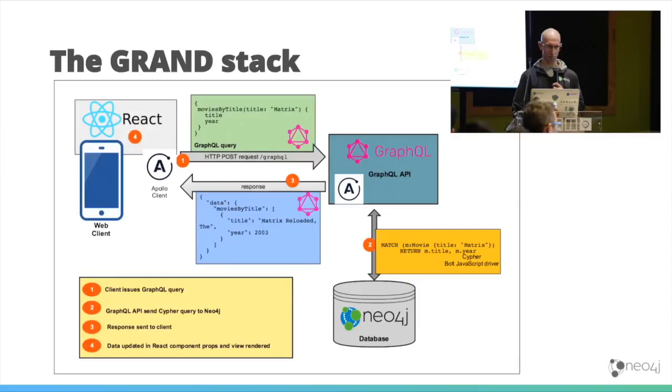If we start at number 1, we're going to have our Apollo client. It's going to send a GraphQL query to a GraphQL server. That GraphQL server is then going to convert that into a Cypher query. We'll go into Cypher in a bit more detail. So that's step 2 down here. The response will then come back, and it will be bound by the Apollo client back to our React front end. That's the workflow of what's going to happen. So it's not super complicated. I don't think there's only really 4 steps to it.